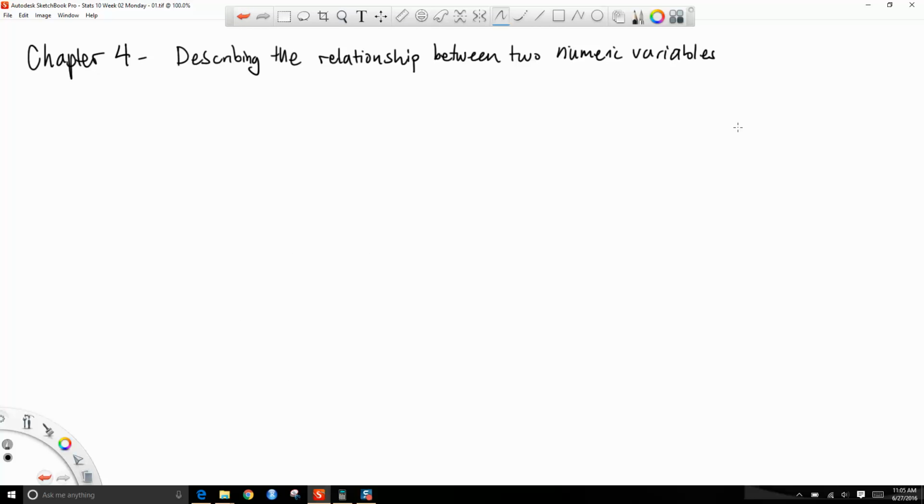So we have data, and in chapter 2 we talked about displaying some of that data using histograms or dot plots for numeric data. We also looked at using bar charts for categorical data. And in chapter 3, we talked about creating numeric summaries for our numeric data. So just a recap of where we've been.